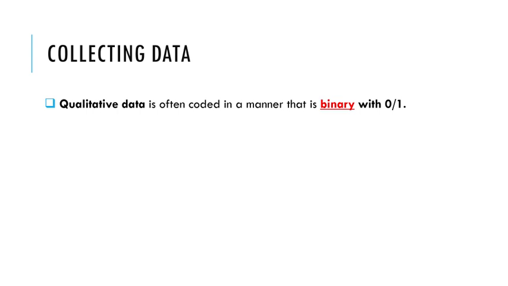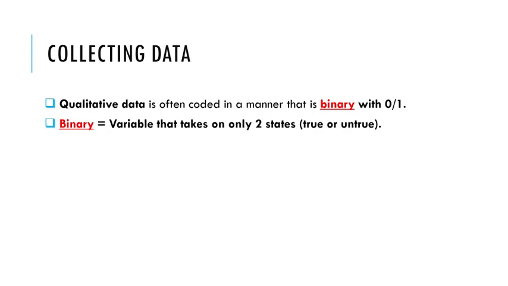Now, continuing on, let's dive a little bit deeper into qualitative data, because we're going to be doing some coding with qualitative data, and qualitative data is often coded in a manner that is binary, and that means with a 0 or a 1. Now remember, guys, qualitative data is just used to categorize people, so I can use the 0-1 code for categories. So a binary variable is a variable that takes on only two states.